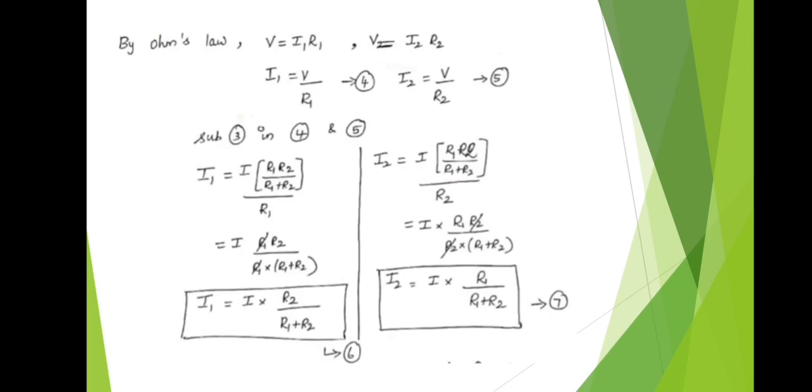Next we are going to see for the equation number 5. Substitute equation 3 in 5. I2 is equal to I into R1 into R2 divided by R1 plus R2, divided by R2. In the denominator we just product both denominators, so R2 into R1 plus R2. R2 gets cancelled. We are having I2 is equal to I into R1 divided by R1 plus R2.